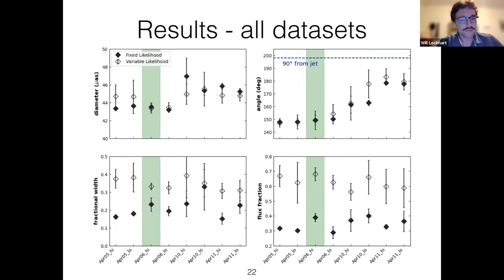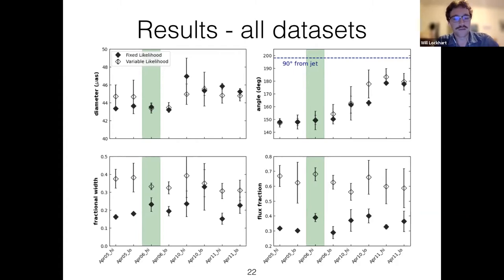Basically we can see the main results. The way that I interpret this plot is the diameter is very consistent. All the different data sets and different fixed and variable likelihoods agree. The angle changes over time, which is something that the collaboration noticed, which is very interesting and suggests that, since this is over the course of a week between April 5th and April 11th, this could actually be a change in what's happening in the source rather than in the experiment? Not sure. But still the variable and the fixed likelihoods, the black versus the open points, agree.